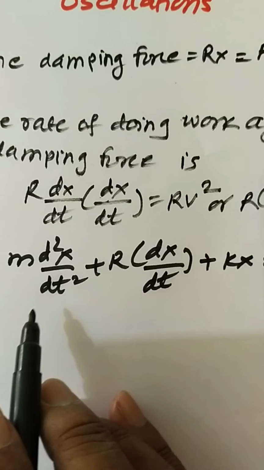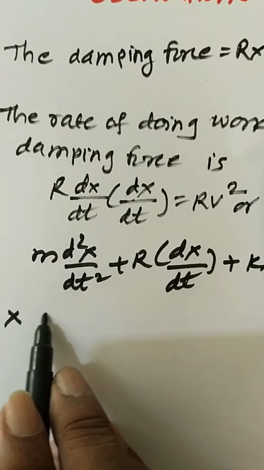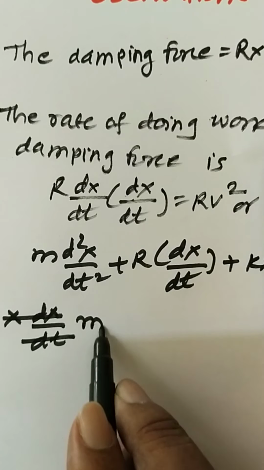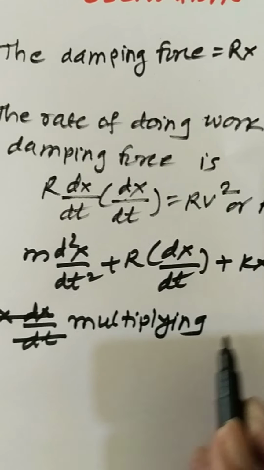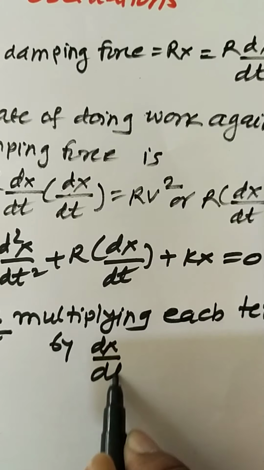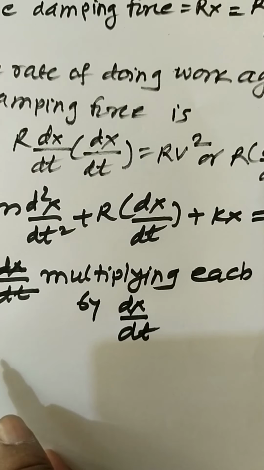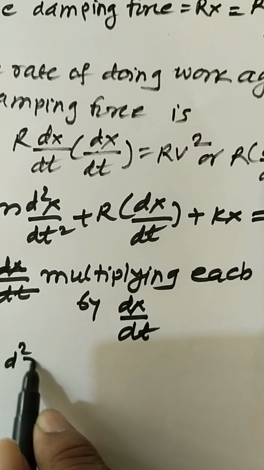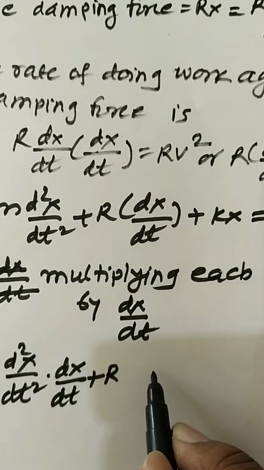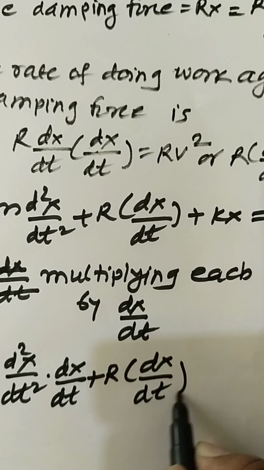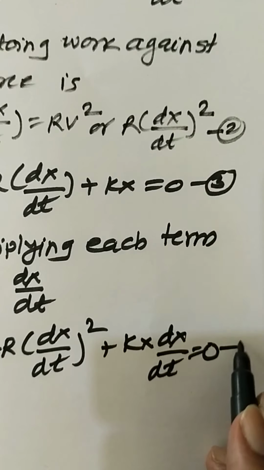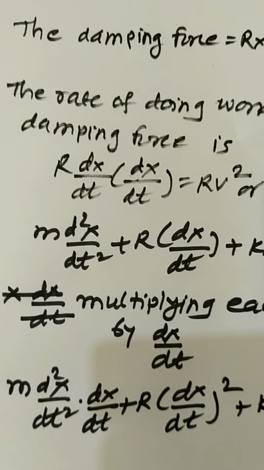Multiplying each term of equation 3 by dx by dt, it becomes m d square x by dt square into dx by dt plus R (dx by dt) whole square plus kx dx by dt equals 0. This is equation number 4.